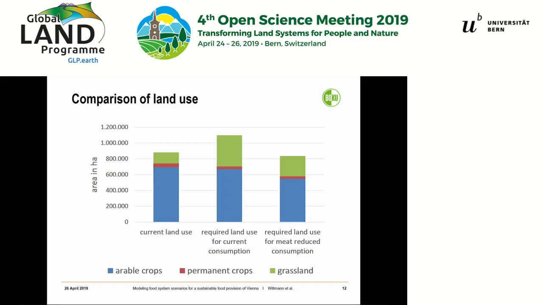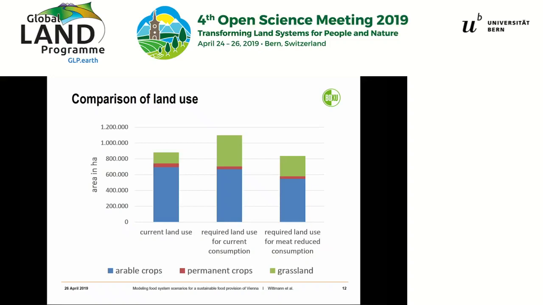And what we don't see here, but it's included in the arable crops, is that for the industry requirements and industry production, we need a lot of oil seeds for biofuel. And this is a bit problematic because when we want to produce more oil seeds, we would need to change the crop rotation requirements. And it's not easy to do it for the current crop rotations.